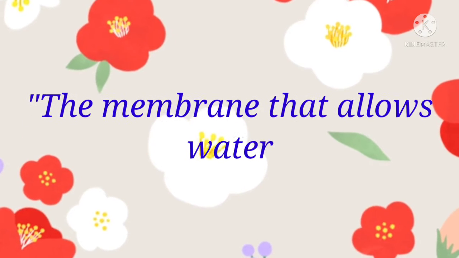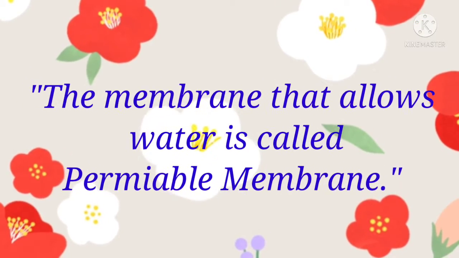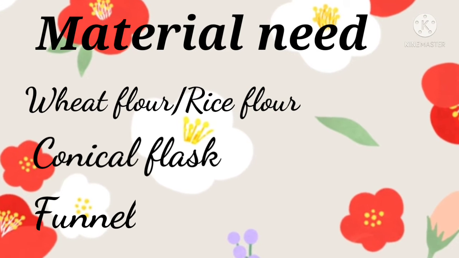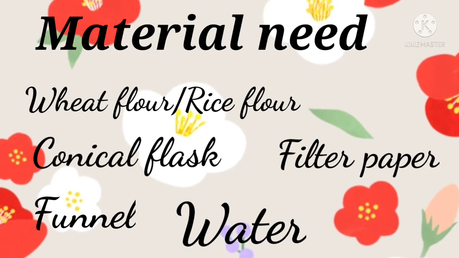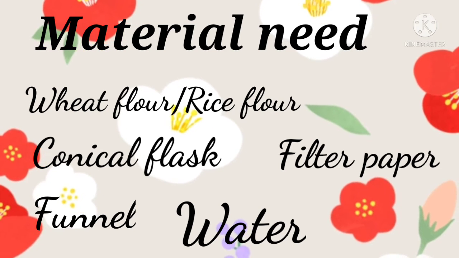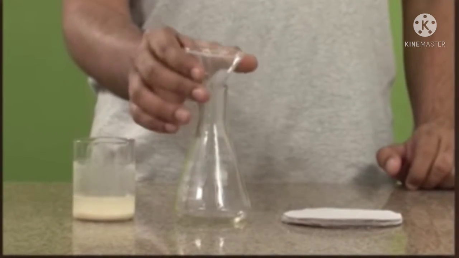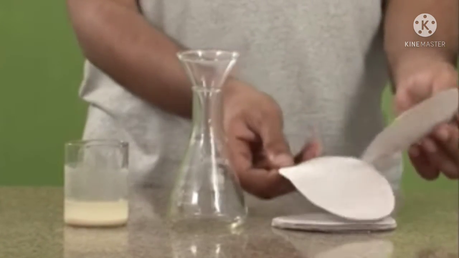The membrane that allows water is called permeable membrane. To understand how materials may be moving in and out of cells through the cell membrane, let us do the following activity. To perform this activity, we need the following materials. Now coming to the procedure. So we already prepared wheat flour solution and take one filter paper.